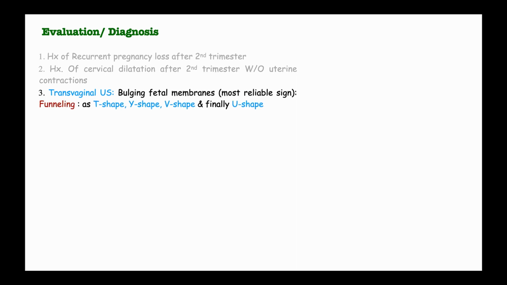And in a late first trimester scan, an opening of the cervical os at rest, as well as the application of mild fundal pressure to the abdomen, is considered.